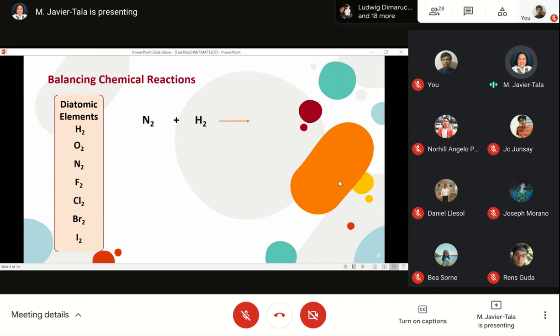So the first chemical reaction that we will be balancing will be the reaction between nitrogen and hydrogen. So nitrogen and hydrogen gas yield ammonia.